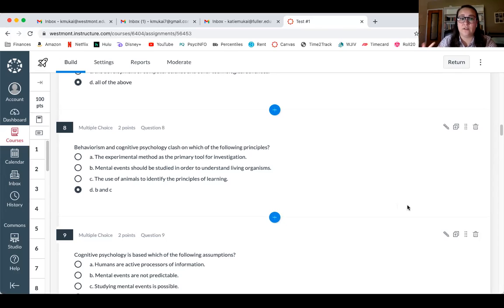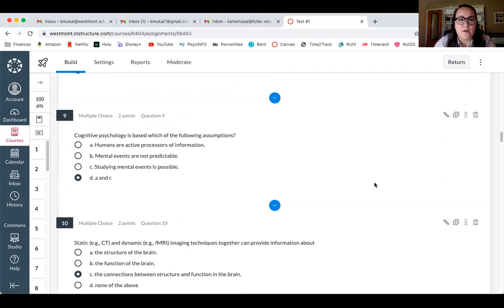And then they also disagreed on the use of animals, whereas behaviorism said, hey, you know, humans are animals, and humans are pretty mechanistic in the way that they respond. Therefore, studying a rat should give us the exact same sort of information that it would if we studied it in a human. Whereas cognitive psychology said, no, no way. Humans are distinct from other animals.